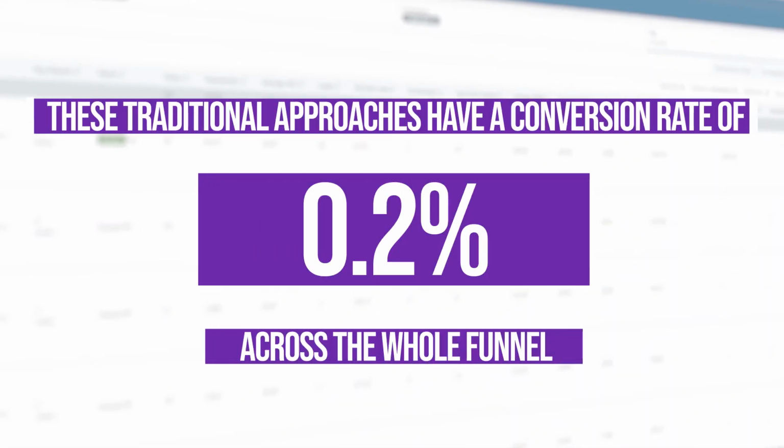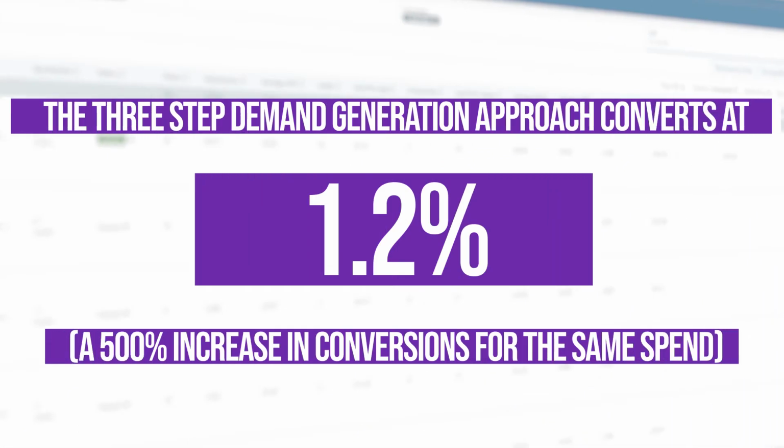In fact, these more sort of traditional approaches, the approaches that most people go for, have a conversion rate of 0.2% across the whole funnel. That's not bad. These approaches do work eventually, but they aren't efficient. The approach I'm going to talk you through right now, a demand generation approach, converts at 1.2%. That's a 500% increase in terms of effectiveness just by changing the structure of the way you run your ads.